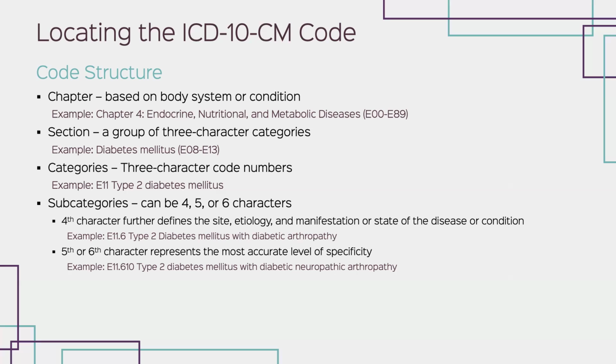A category is just a 3-character code number. So E11 is a category that describes type 2 diabetes mellitus. And then you've got subcategories that can either be 4, 5, or 6 characters that are going to fall underneath your categories. If it's a 4th character, that's going to define your site, etiology, and manifestation. And then your 5th or 6th character will represent the most accurate level of specificity for that condition.